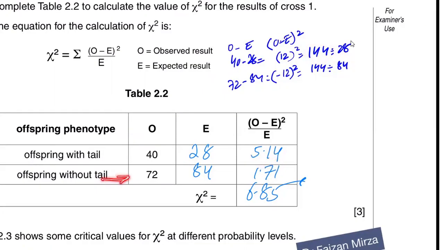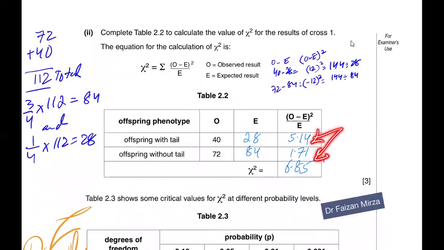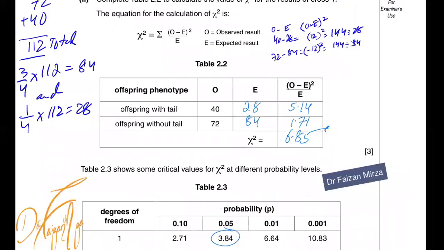Similarly, for the second row, I have 72 and 84. I'll subtract them and I get minus 12. If I square it, I get 144. And if I divide it by its expected value, which is 84, I get 1.71. Now, all these values of the last column are always taken at two decimal places. Now, what we'll do, we'll add these together to get the chi-squared value. It comes out to be 6.85.